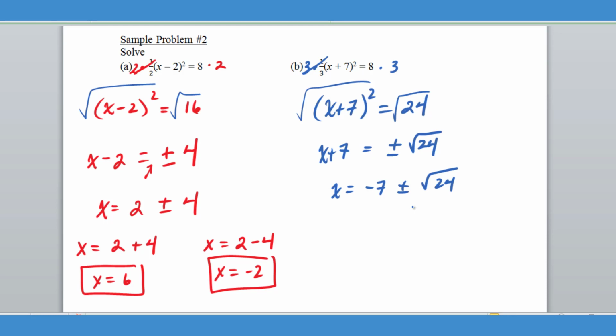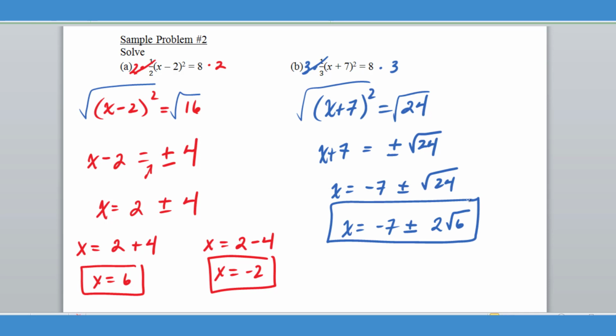So here we would simply just need to reduce the radical or simplify the square root of 24, and that's going to simplify to 2 times the square root of 6, and this is going to be our final answer because it has both the plus and the minus values in here, which gives us two solutions to this particular problem.